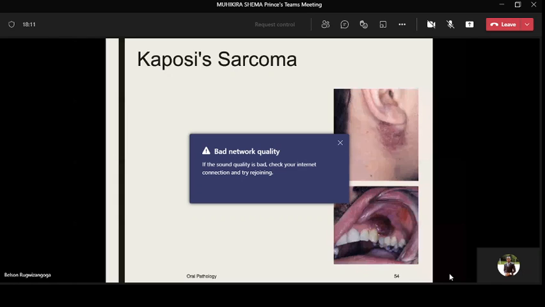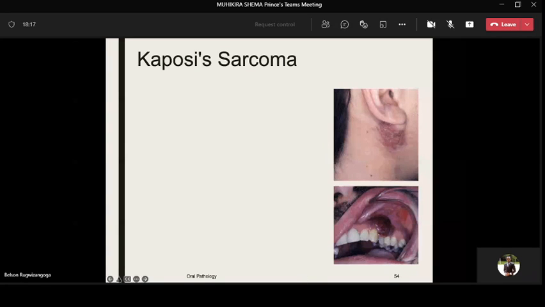Yeah, you see it below the ear, so the infra-auricular area. Here it is on the gum or gingiva, and so on. It can be seen anywhere, on skin, in the oral cavity, in the genital organs, in the eyes. So we see it in many areas.